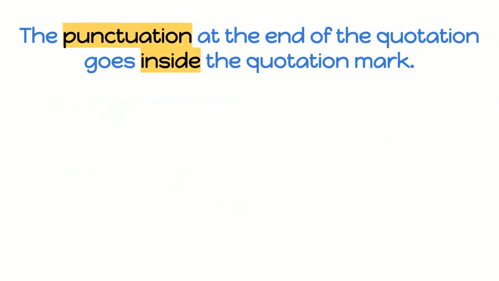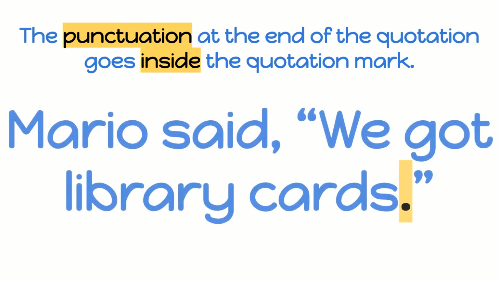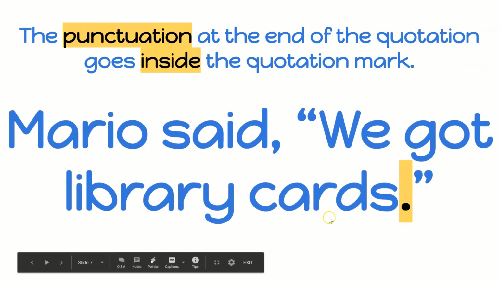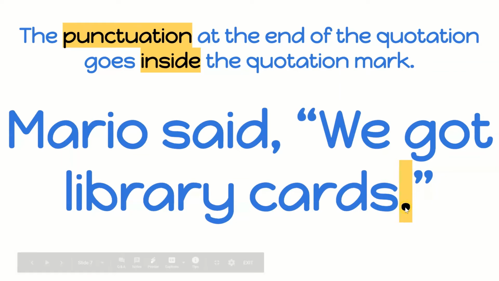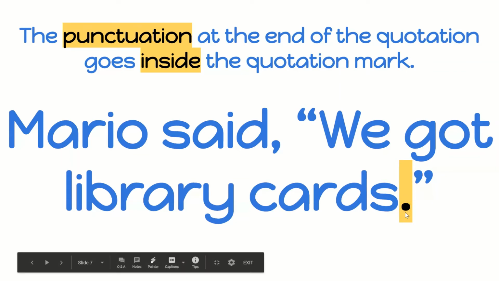Another rule is that the punctuation at the end of the quotation goes inside the quotation mark. So back to our example, Mario said, "We got library cards." We see that the period goes inside of the quotation marks. It is not way over here. It is inside before the last quotation marks.